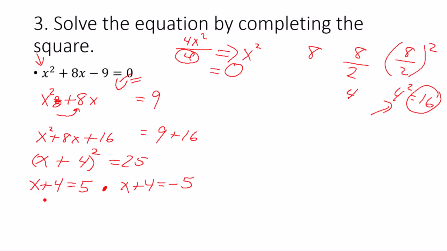In the first one, we'll subtract 4, and that'll give us x equals 1. There's one solution. On the second one, subtract 4, same thing we did in the other one, except this time we get a negative 9. And there are our two answers.